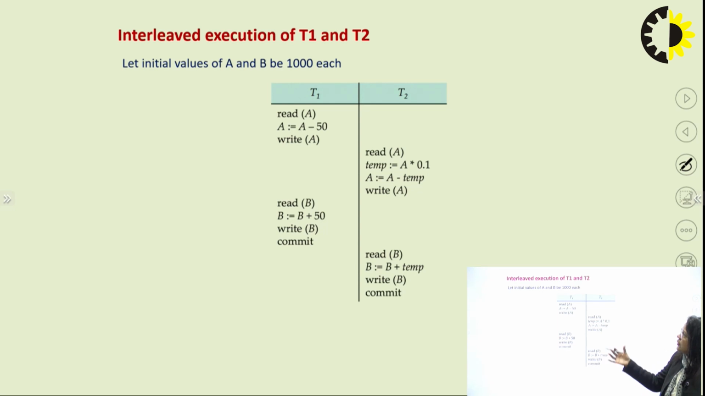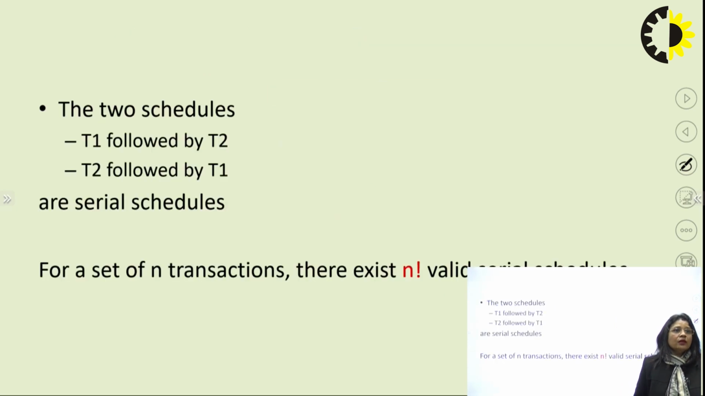Now this is the interleaved execution of T1 and T2. It is a concurrent schedule, or you can say an interleaved schedule, right? Some instructions of T1 will be executed, after that some instructions of T2, again some instructions of T1, and after that again some instructions of T2. So this is the interleaved execution of T1 and T2, the concurrent schedule. The first two are serial schedules, but the last one is not a serial schedule.